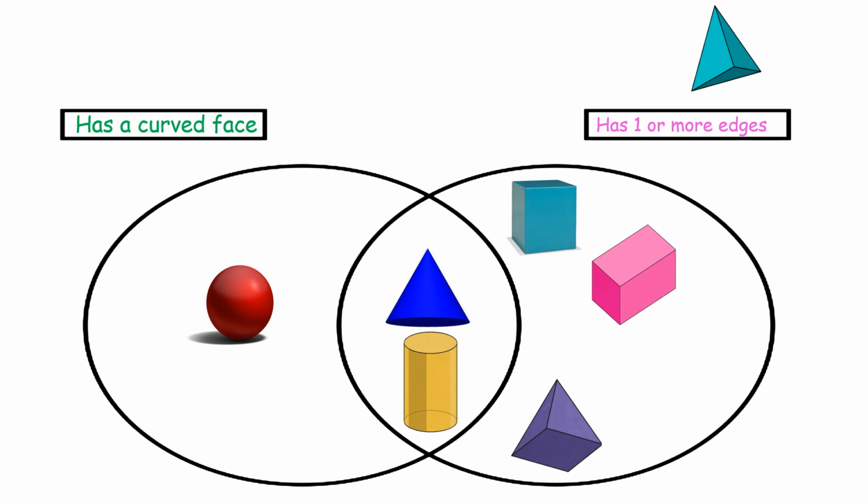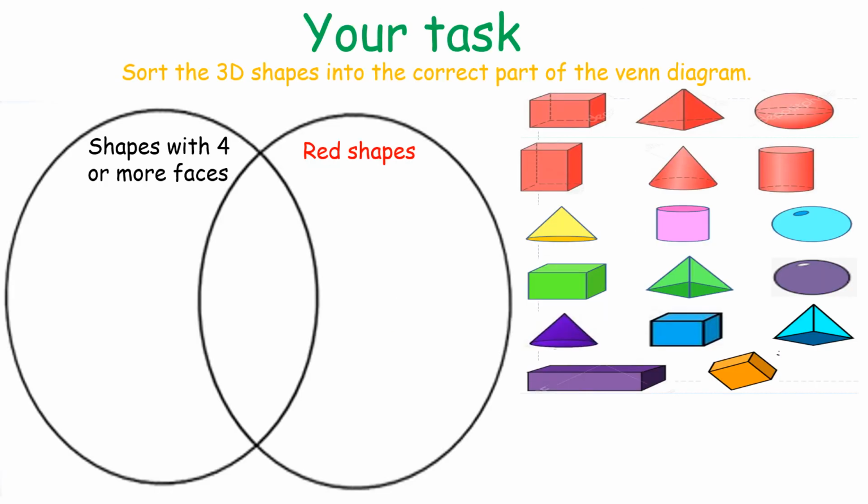Now the last shape is a triangular-based pyramid. Where do you think that needs to be placed? Well done if you got it correct. The triangular-based pyramid does not have a curved face, so we can't put it in that part of the Venn diagram. But it does have one or more edges. So now we've completed our Venn diagram, all about properties of 3D shapes.